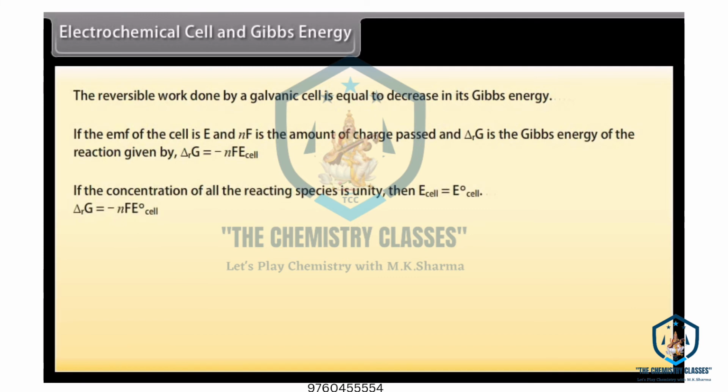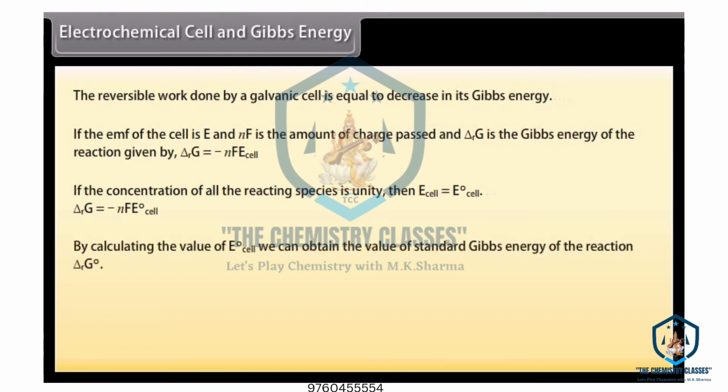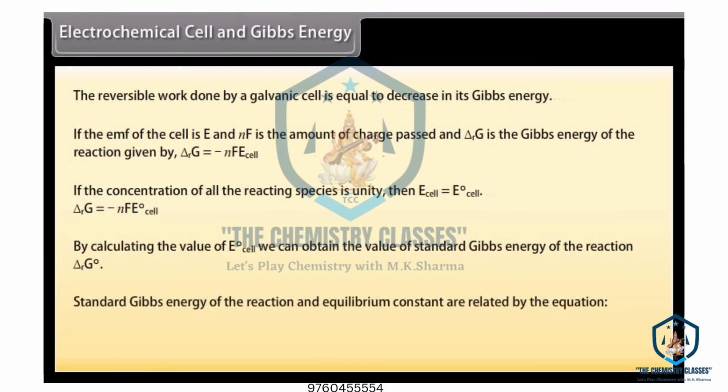If the concentration of all the reacting species is unity, then E cell is equal to E naught cell. ΔrG is equal to minus nF E naught cell. By calculating the value of E naught cell, we can obtain the value of standard Gibbs energy of the reaction, ΔrG naught. Standard Gibbs energy of the reaction and equilibrium constant are related by the equation ΔrG naught is equal to minus RT natural log K.